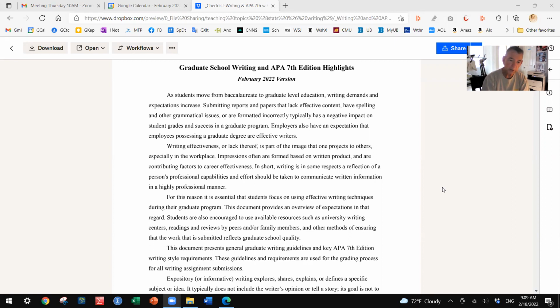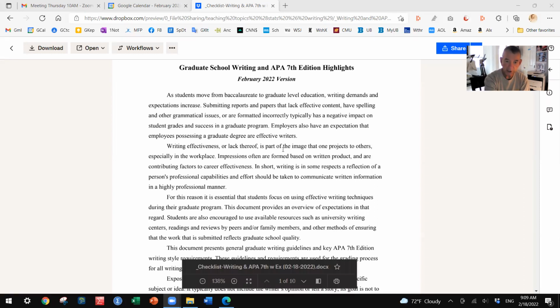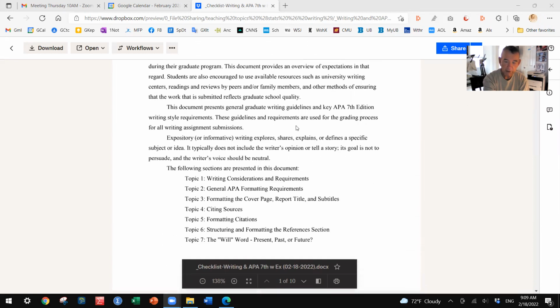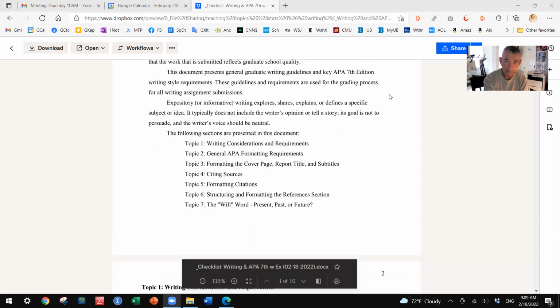So what I wanted to do was to review with you this document and go over the rules, really guidelines, that are expected in terms of writing an effective graduate paper. And that's what you see on this first page. It basically says, as you move from baccalaureate to graduate level education, writing demands and expectations increase. And so there's a little bit of an introduction, but what I really wanted to cover was the key topics of this particular document.